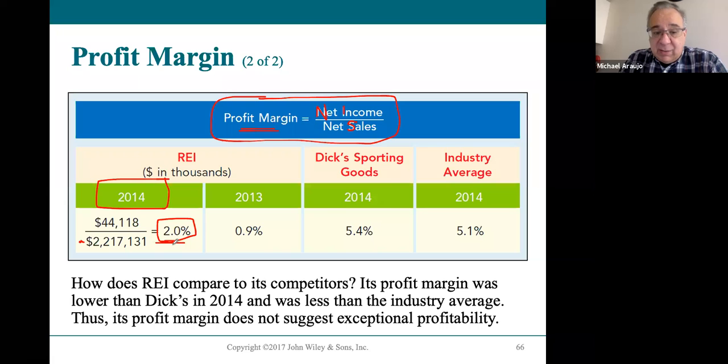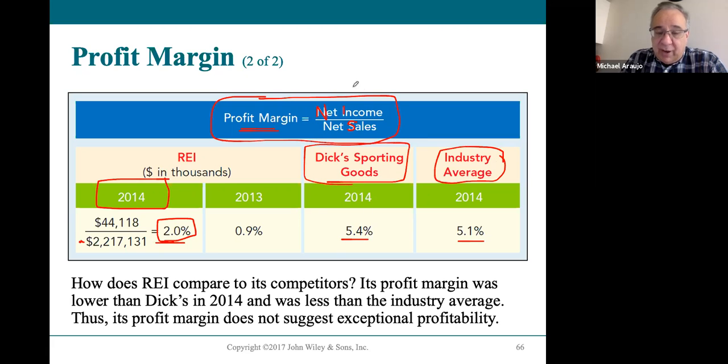2 cents on a dollar is a relatively low rate in this industry. As you see, the industry here is running at about 5%, and Dick's Sporting Goods is keeping a little over 5% of every dollar. So that means that when Dick's Sporting Goods sells things to the customer and the customer gives them that price, they're keeping a little over 5% of that sale as their net profit after they pay for everything, all the other expenses.